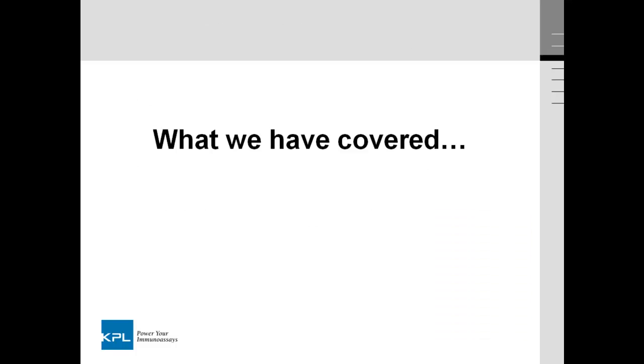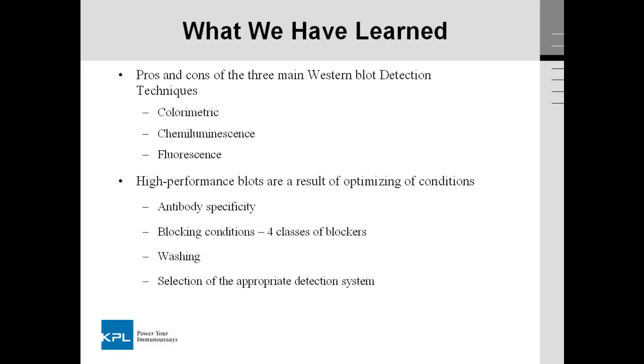We have covered quite a bit today, including the following. We have discussed the pros and cons of the 3 main Western blot detection techniques, including colorimetric, chemiluminescence, and fluorescence detection. We have explained that high-performance Western blots are a result of optimizing your conditions, your antibody specificity, your blocking conditions, and we have presented 4 different types of blockers for you to choose from, your washing, and appropriate selection of your detection system.